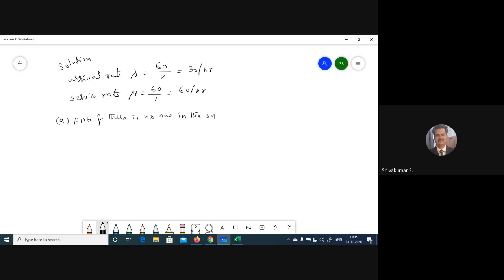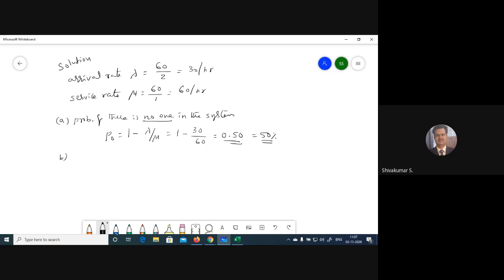So that you can directly meet the receptionist. The question is, what is the probability that a patron can straight away meet the receptionist? That means no one should be there in the system, then they can directly go and meet. So that is given by P naught, equal to 1 minus lambda by mu. Lambda by mu is basically the traffic intensity. That is 1 minus 30 by 60, which is 1 minus 0.5, so you get 0.5. That is a 50% probability that they can directly meet the receptionist.